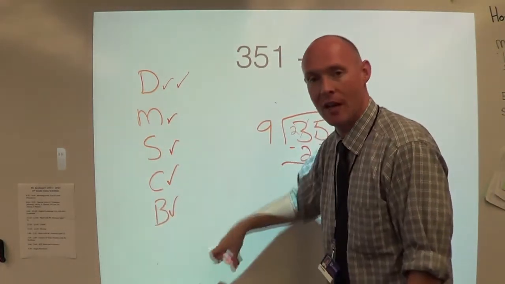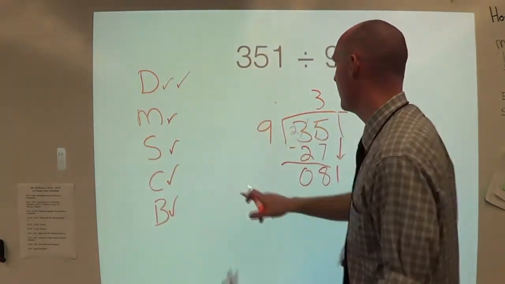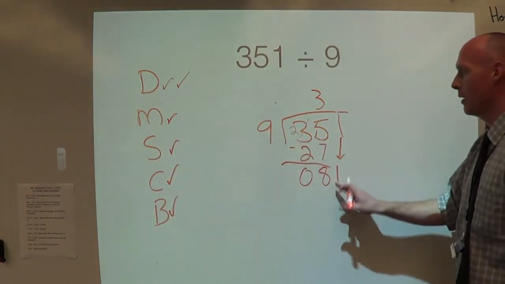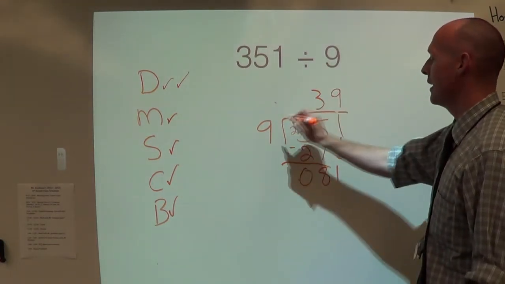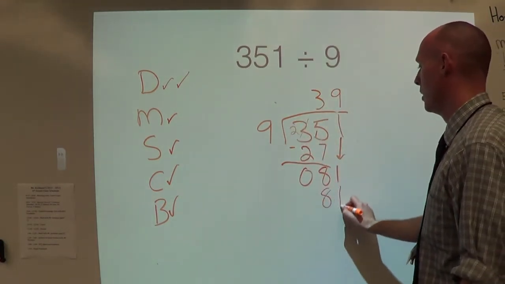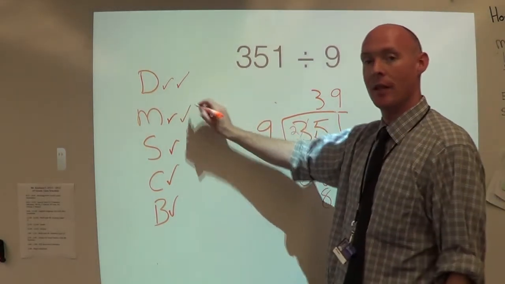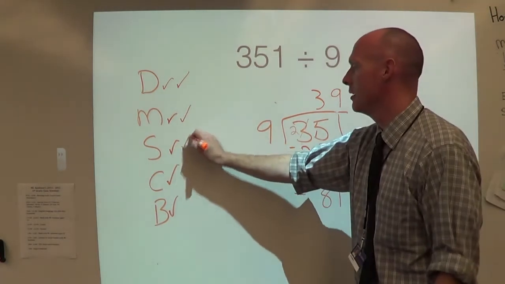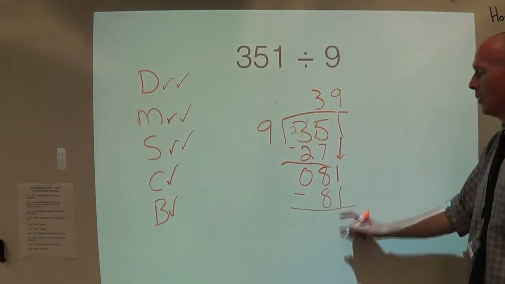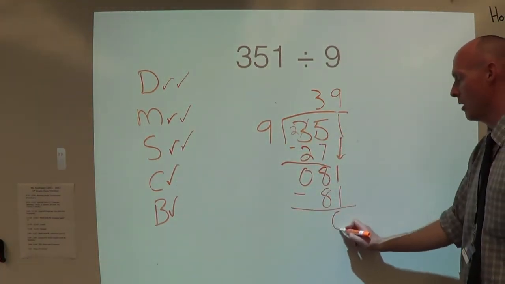Notice when I finish this step, I just go right up to the top. Divide. How many times does 9 go into 81? Well, if I know my 9s, I know it's 9 times. 9 times 9 is 81. Notice my next step was multiply, so that's what I went ahead and did. Next step is subtract. 81 minus 81 is 0.